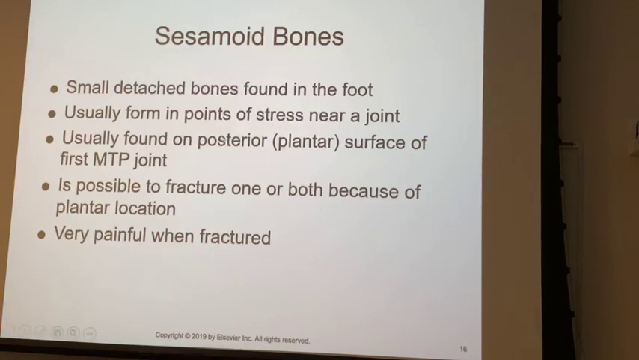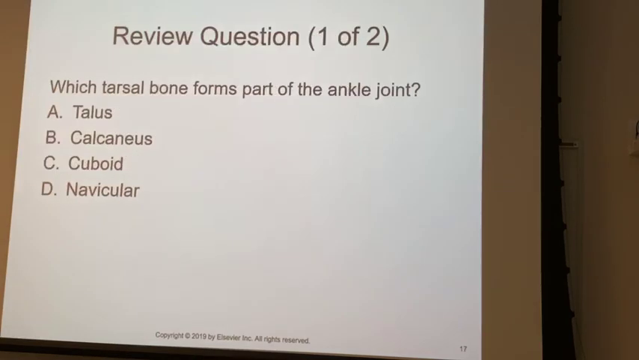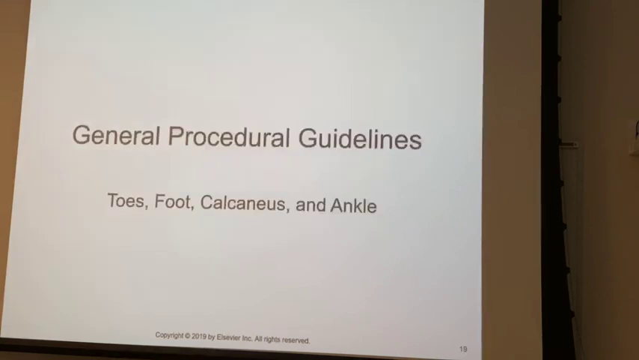So there are small detached bones found in the foot, usually forming at points of stress near a joint, usually found on the posterior plantar surface of the metatarsal phalangeal joint. It's possible to fracture one or both, and it's extremely painful. It lasts a long time. All right, so any questions on the anatomy? We'll go into the anatomy of the tib fib whenever we get to it.